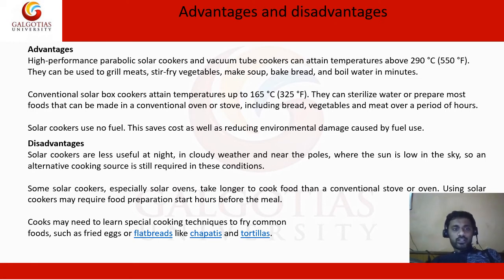The conventional solar box cookers attain temperatures up to 165 degrees Celsius. They can sterilize water and prepare most foods that can be made in a conventional oven or stove, including bread, vegetables, and meat over a period of hours. Solar cookers use no fuel, which is a very good advantage. So this will save cost as well as reduce the environmental damage caused by fuel use.